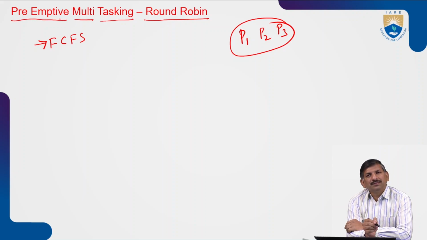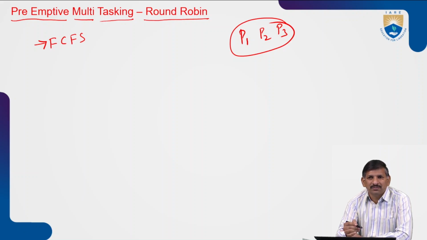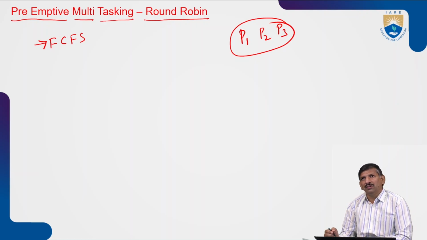Preemptive means if any new process enters into the ready state, the currently executing task is temporarily suspended and compared with the new process. Okay, we will go through one example.